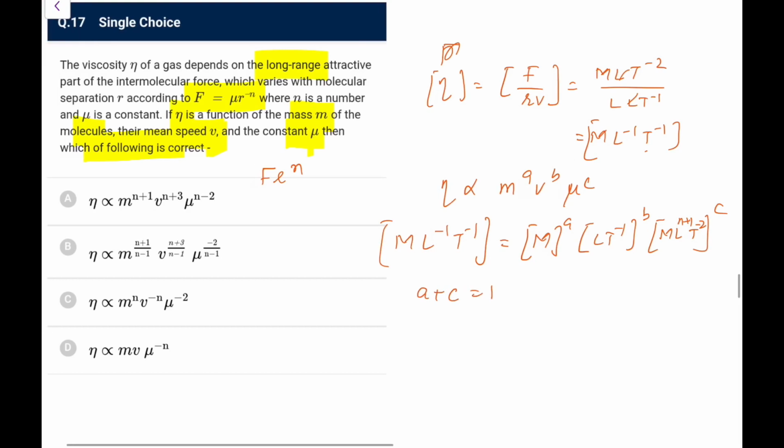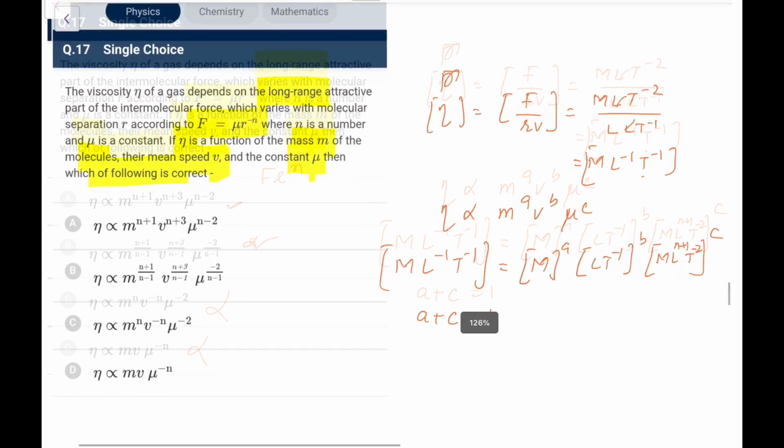So a plus c comes out as 1. First of all, a plus c must come out as 1. So this option is rejected. This option is also rejected, and this one is okay, and this one is also rejected. No, this one is also coming, n minus 1, this is also 1. So we are left with a and b.